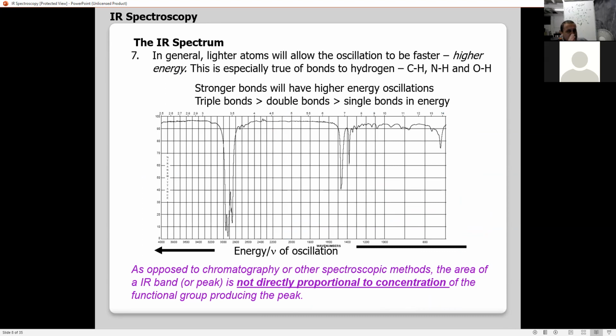So on the left-hand side, you will have hydrogen atoms. You've got your triple and double bonds in the middle, single bonds to the right-hand side. Now, in chromatography, the height of the peak told us the relative concentration. Completely useless here. It does not tell us the concentration. It just tells us what is there.